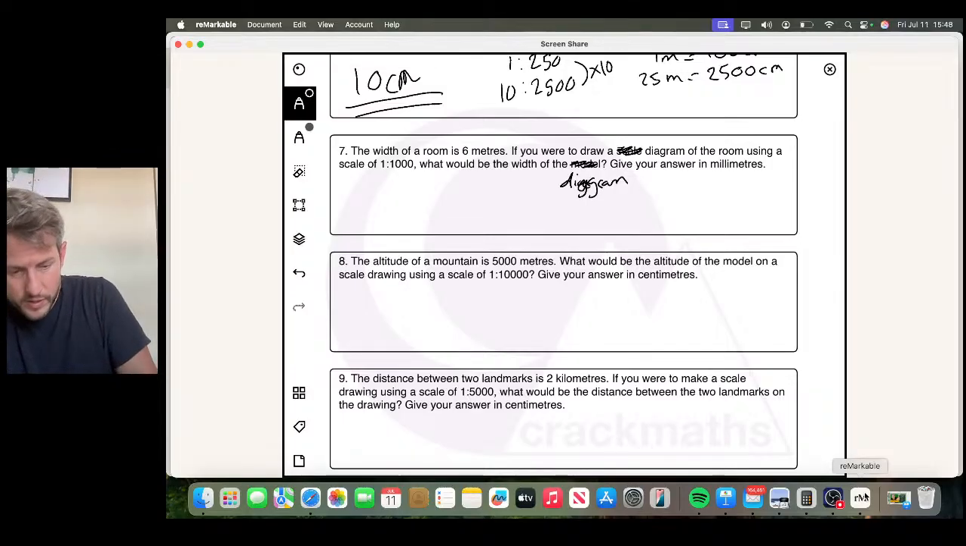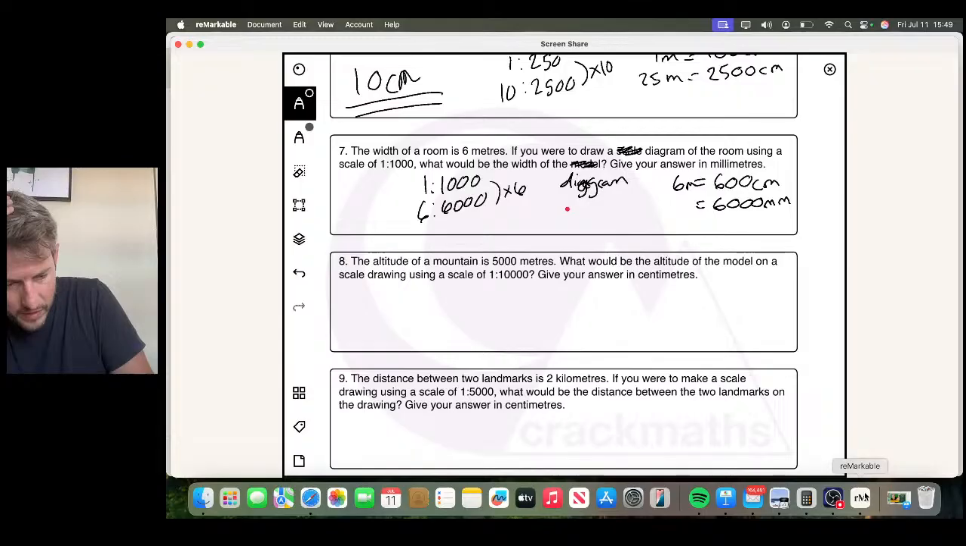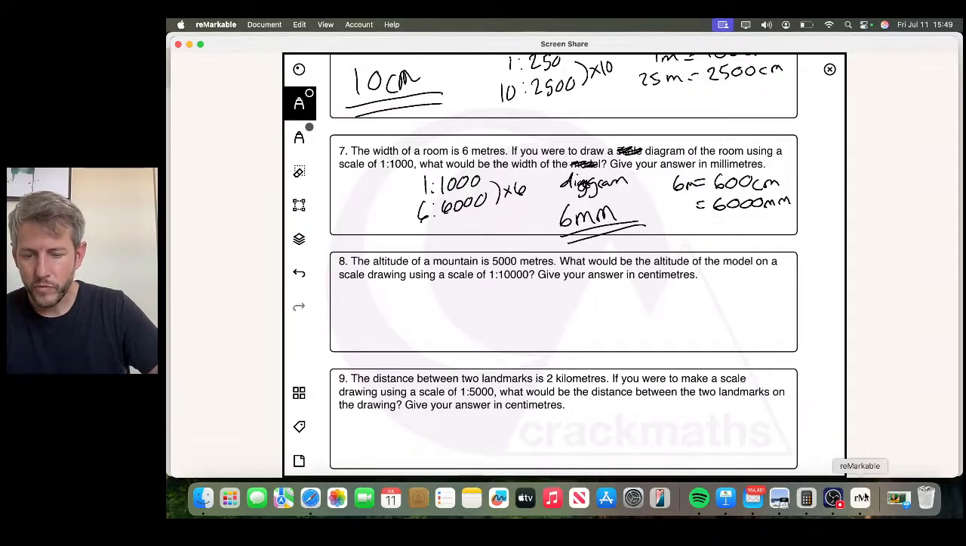Right, so 6 meters equals 600 centimeters. Now every centimeter is 10 millimeters, so this also equals 6,000 millimeters. And this makes sense with the scale. The scale is 1 to 1,000. We're going up to 6,000, so that's 6 lots of that. So the answer would be 6 millimeters. That would be a very small diagram of the room.